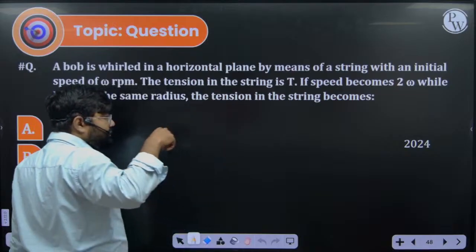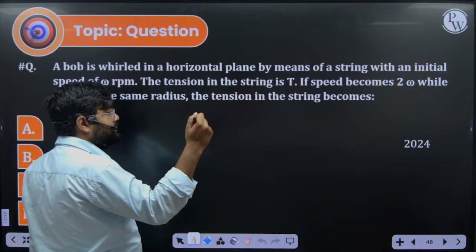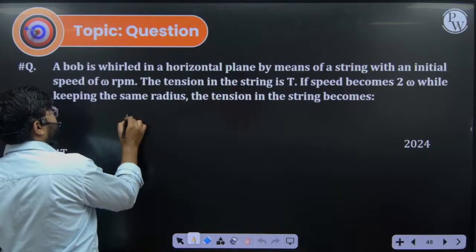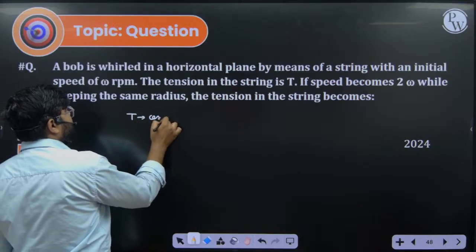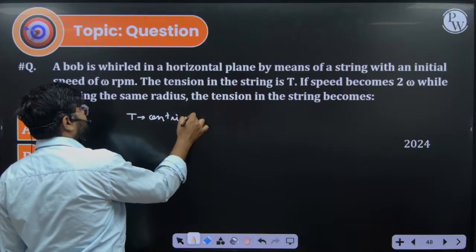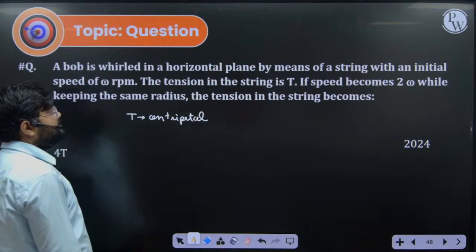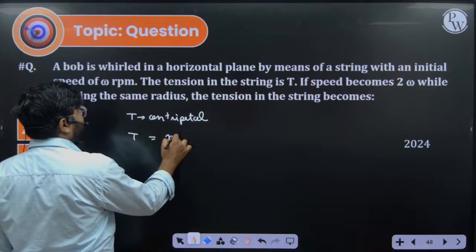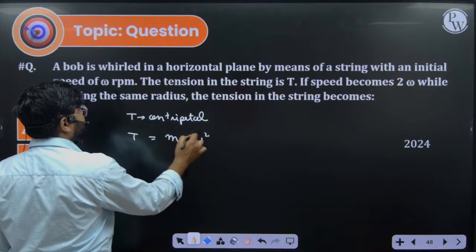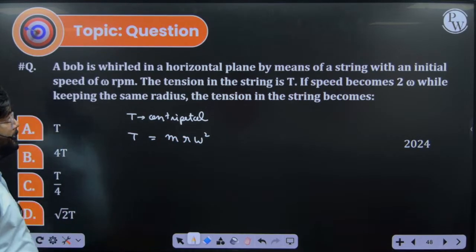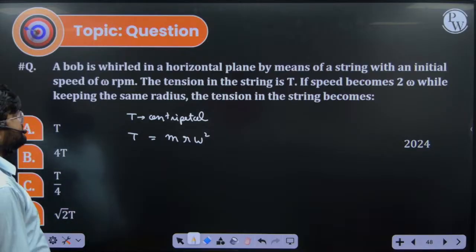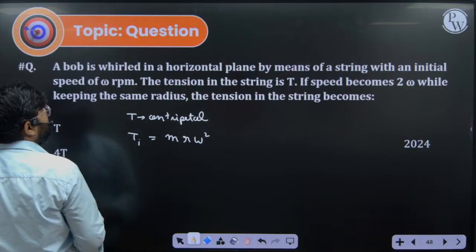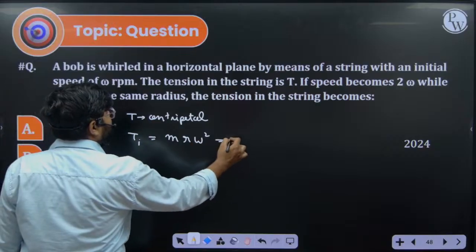So when you revolve something with a string, it is doing circular motion, and tension is the centripetal force. So the tension value is m r omega square. This is the initial tension, which is called T here.